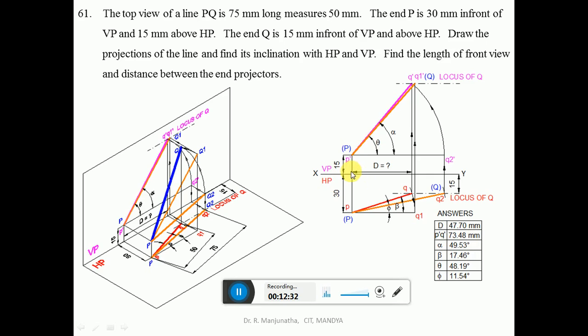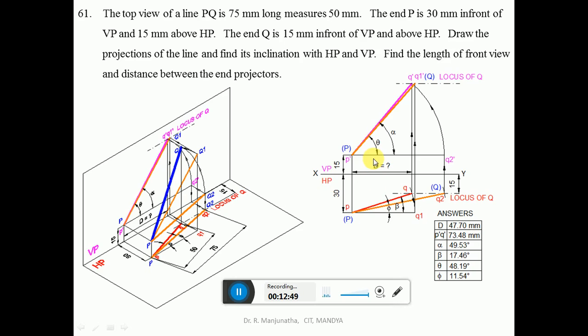Similarly, you measure the length from the distance between the end projectors between P dash Q dash and P Q, which will be the distance G. So you're going to get 47.70 when you're doing it in computer. When you're doing it in manual, it will be 48.